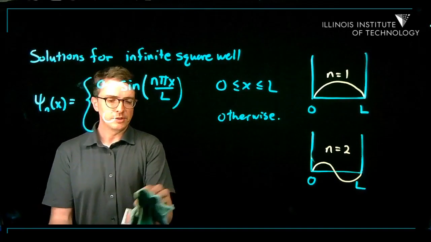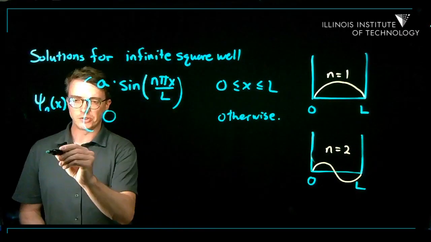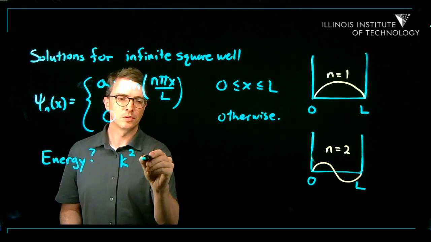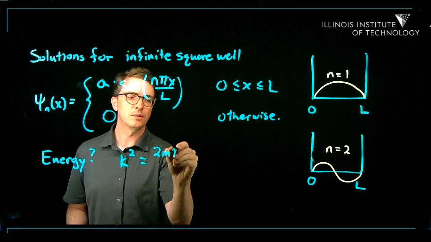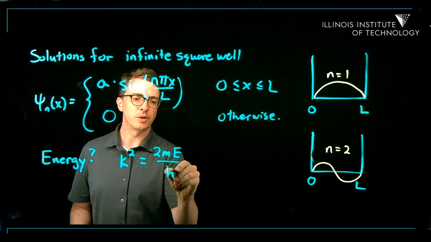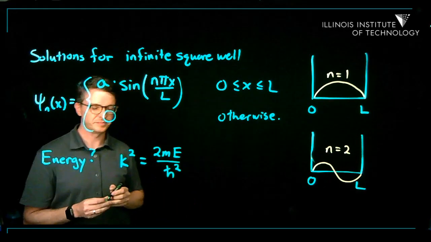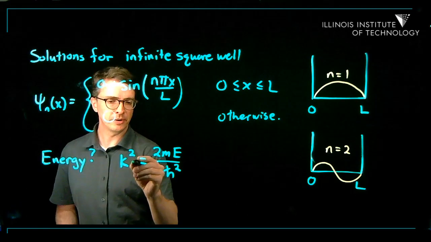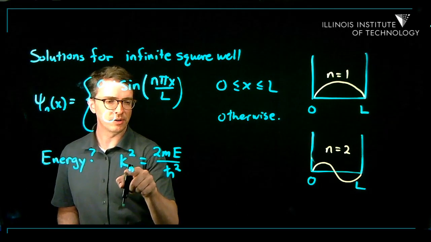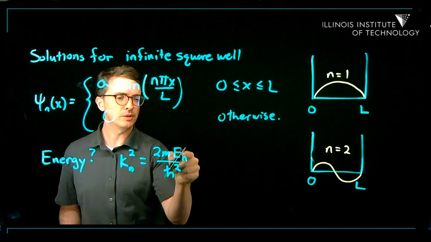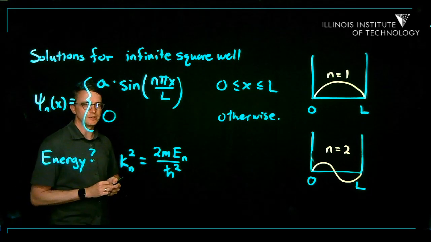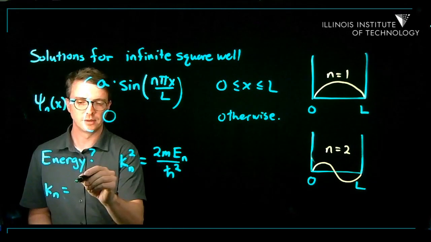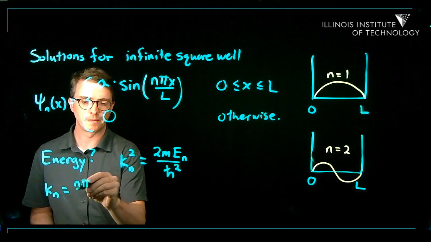And now let's remind ourselves, what does this mean about the energy? Remember that k squared was 2mE over h bar squared. And we said that apparently only certain values of k are allowed, which means that only certain values of energy are going to be allowed here. And which ones are there? They're the ones that satisfy this, k is n pi over L.